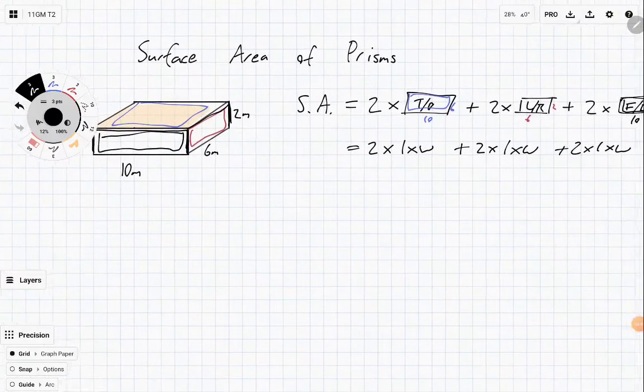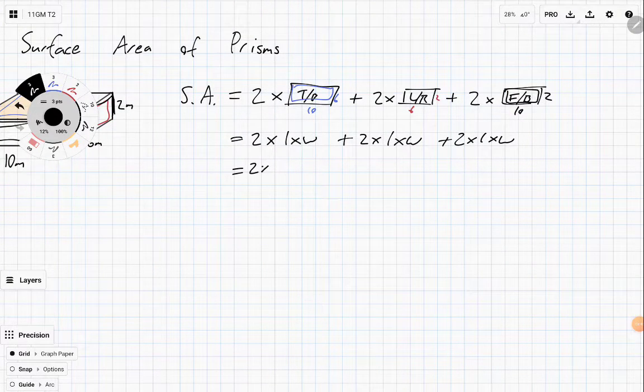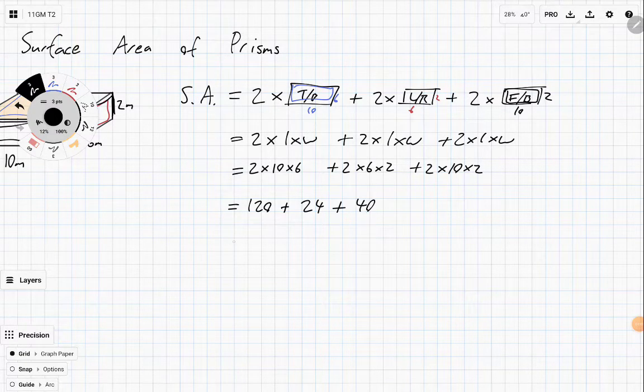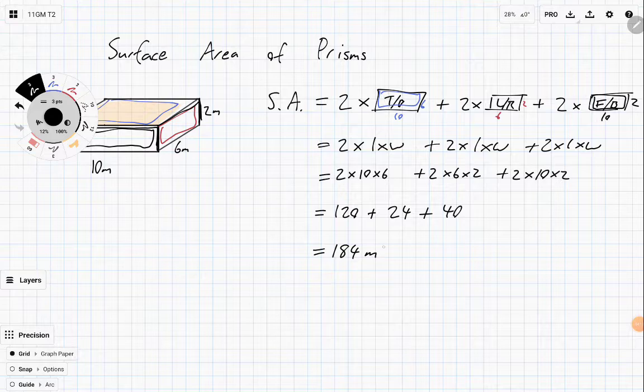Alrighty, so now I can start substituting in. So it's going to be 2 times 10 times 6, plus 2 times 6 times 2, plus 2 times 10 times 2, which gives us a total of 120, plus 24, plus 40, 184. Now, because it's area still, it is going to be square meters, okay, not cubic units, because remember, we're actually measuring the area of all of the outside faces.